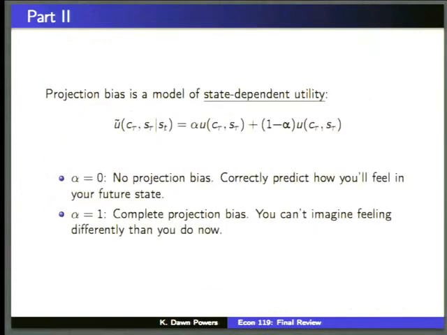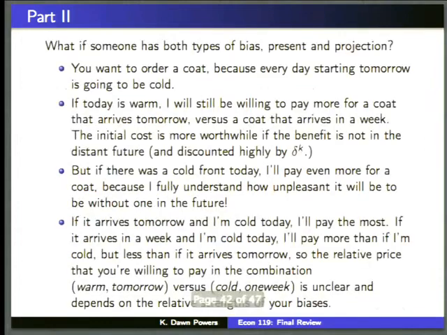All right, so here's the general form of the projection bias model. In this case, if alpha equals 0, there's no projection bias, and you'll correctly predict how you'll feel in your future state. And then if alpha equals 1, you have complete projection bias, and you can't imagine feeling differently than you do now. And I need to change that slightly, but it's almost correct.